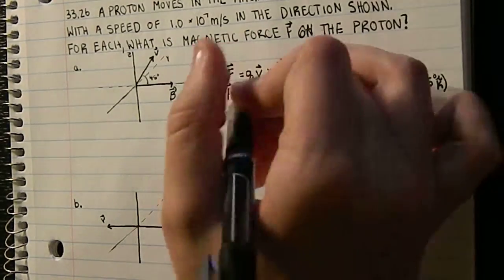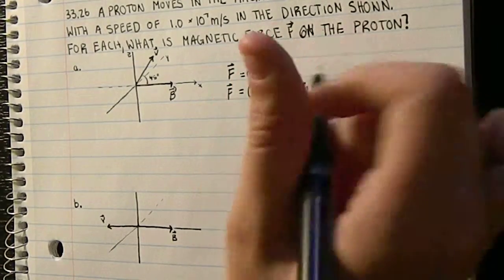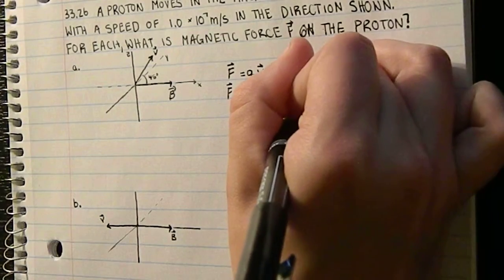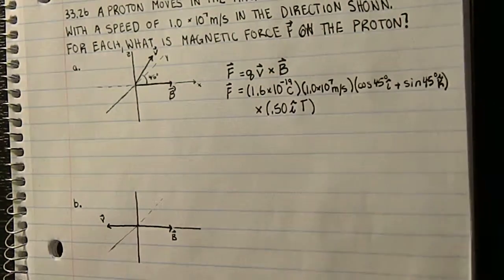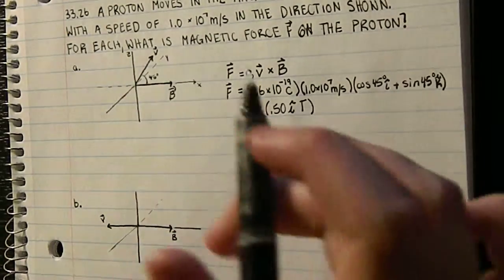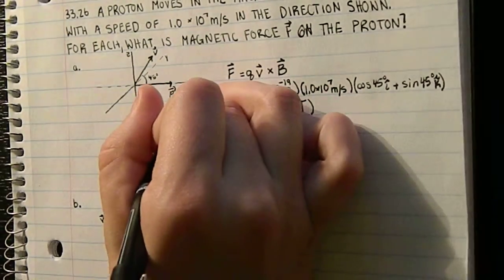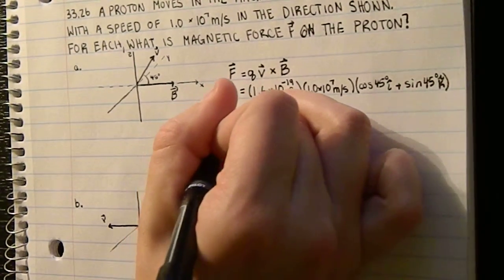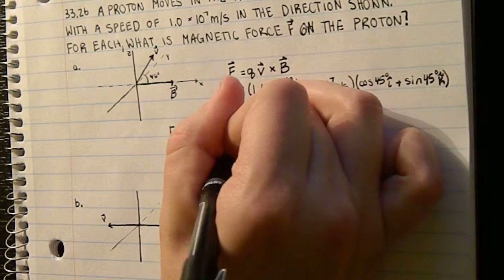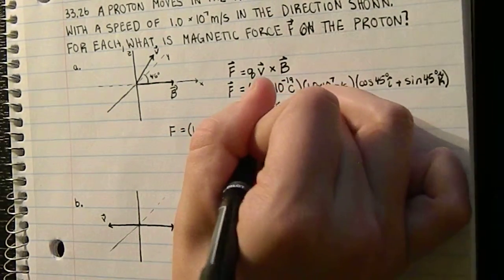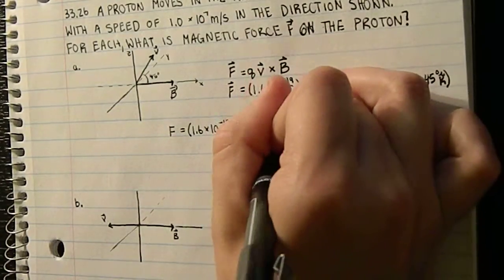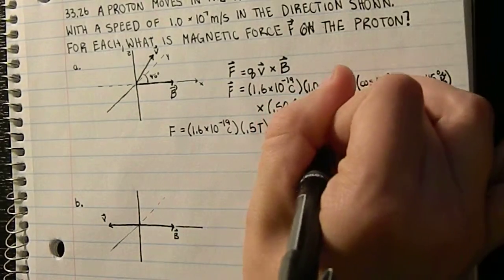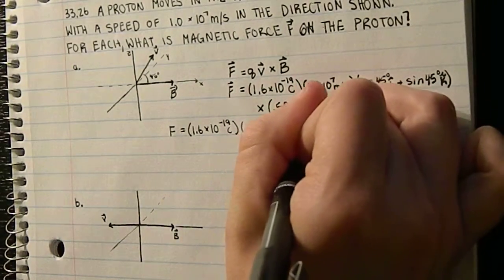And then that's all going to be crossed with our B field, which was 0.50 I hat Teslas. So then when we do this all out, we get F equals 1.6 times 10 to the negative 19th times 0.5 Teslas times 1.0 times 10 to the 7th meters per second over the square root of 2.